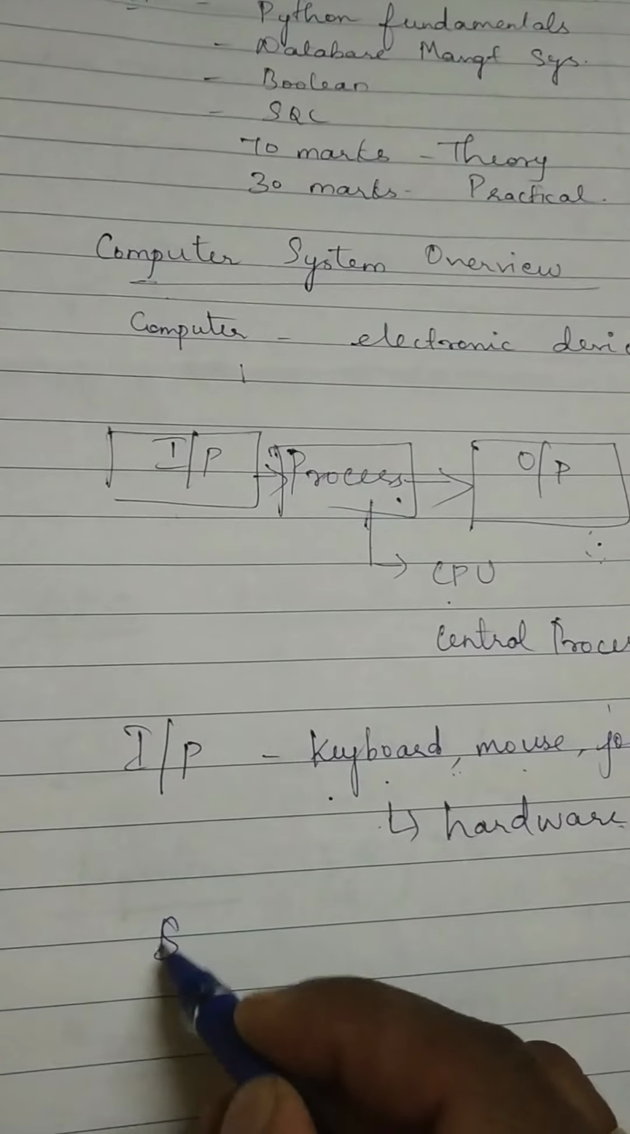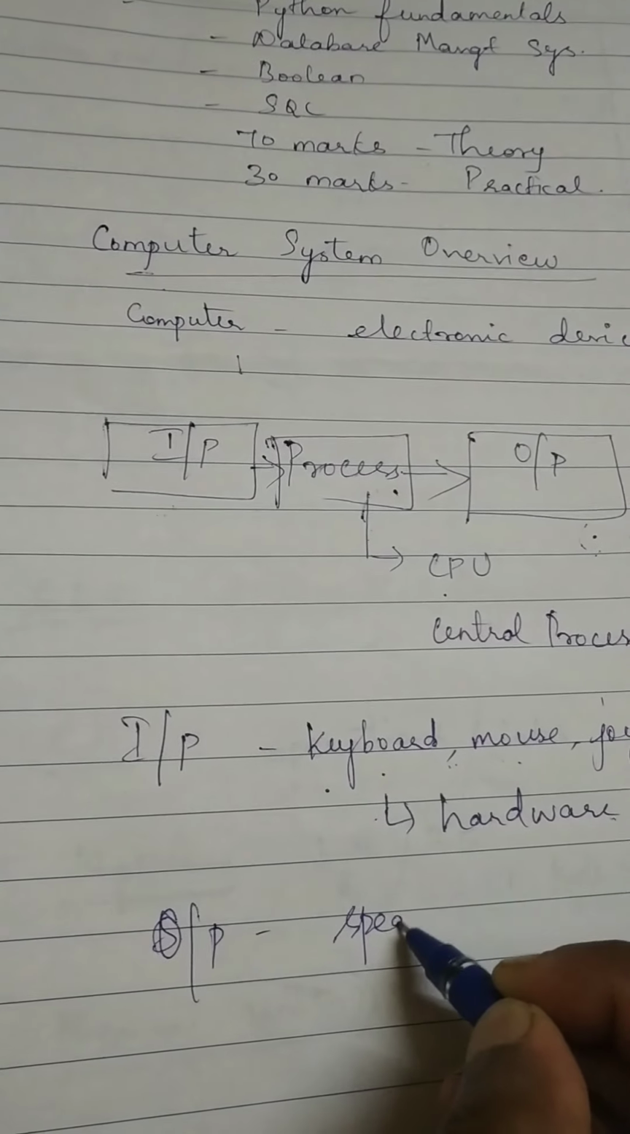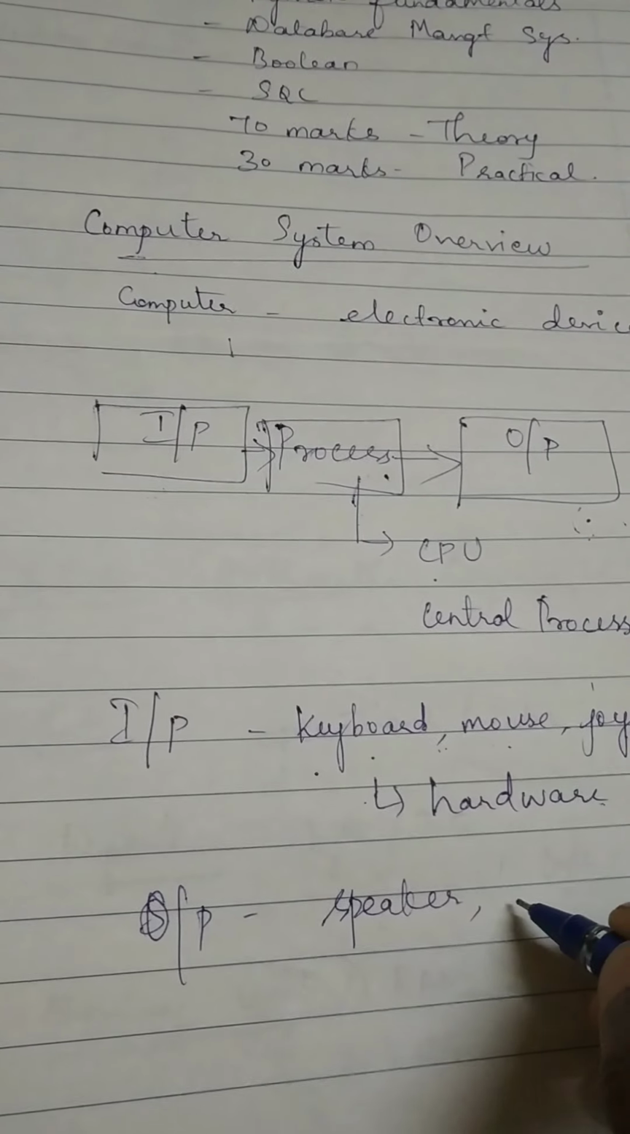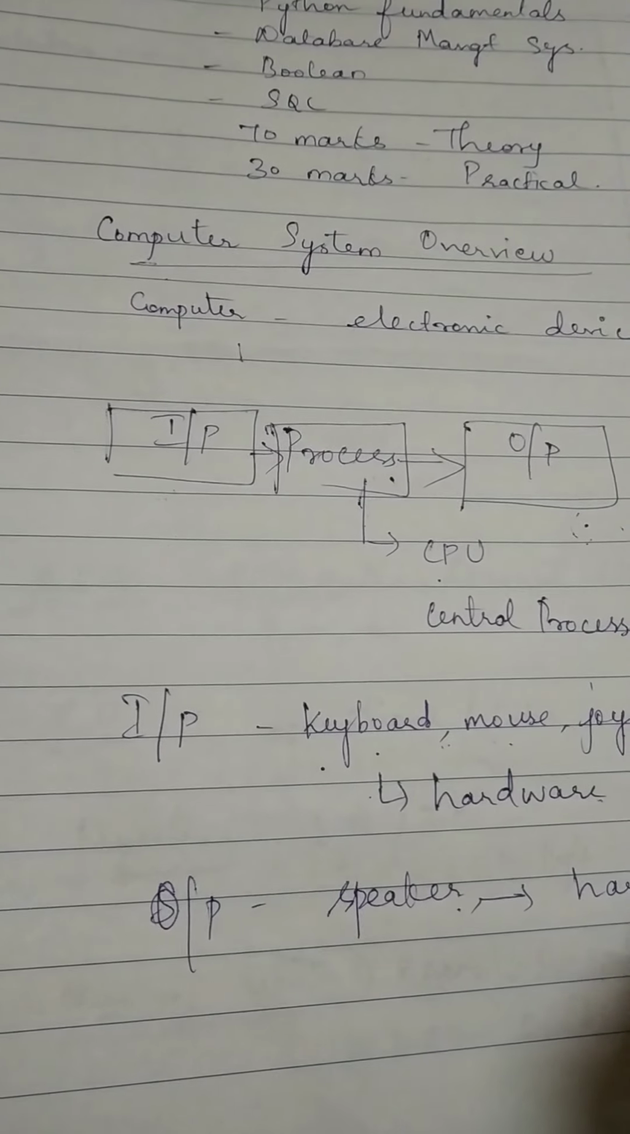And the next one is output. Output also is done with the help of speakers or monitors. This also we can touch and feel. These are the physical parts of the computer. So this also we call hardware.